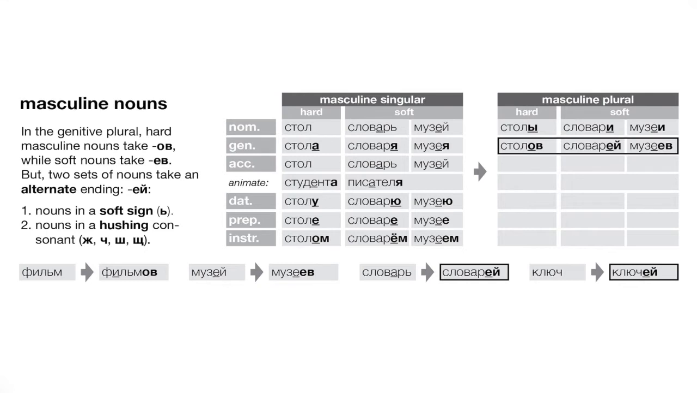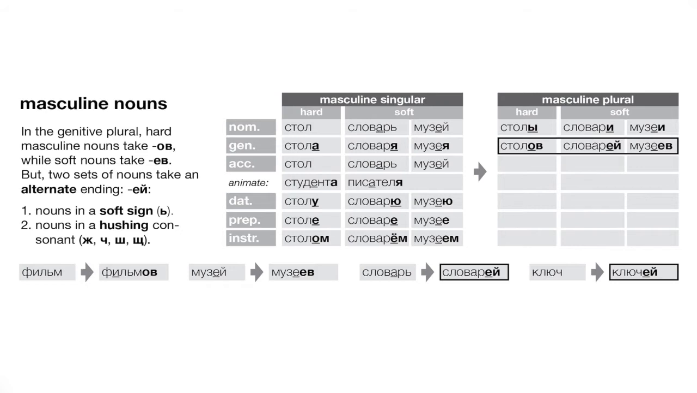Now, another kind of alternate ending, meaning it's maybe a little bit unusual. That ending is -yey. Masculine nouns that end in a soft sign are going to take -yey. So slovar in the singular, a soft masculine ending in a soft sign, ends up taking -yey, and we get slovarey, of dictionaries. Here are the examples down at the bottom. Film becomes filmov, just an ordinary hard masculine. Muzey, muzeyev, that's a somewhat limited group, you don't see too many words like that, masculines ending in i kratkoye. Slovar has a soft sign, that gives slovarey.